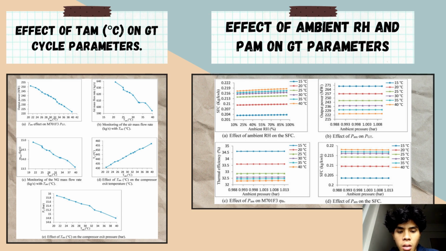Meanwhile, on the right side of the slide is shown the effect of ambient RH and PAM on the GT parameters diagram. Based on this diagram, all of the graphs show no significant increasing or decreasing value. It is shown that there are constant values except graph A, which is the effect of ambient RH on the SFC data diagram.